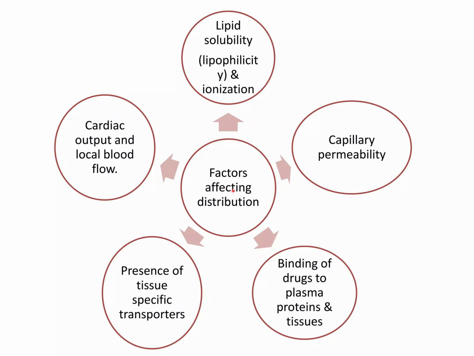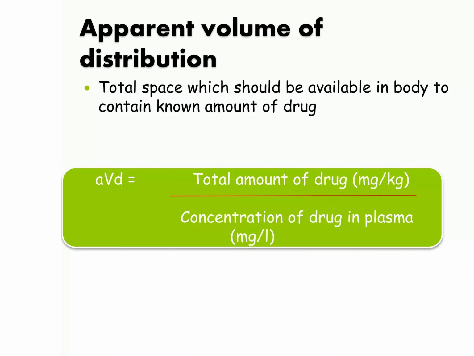So there are a number of factors of distribution like lipid solubility of drug. The more lipid soluble, the more would be the distribution because our biological membrane is lipophilic in nature. Then cardiac output and local blood flow do impact this distribution. Then presence of tissue specific transporter, binding of drug to plasma protein and tissues, capillary permeability. These are all the factors. We'll discuss this in upcoming slides.